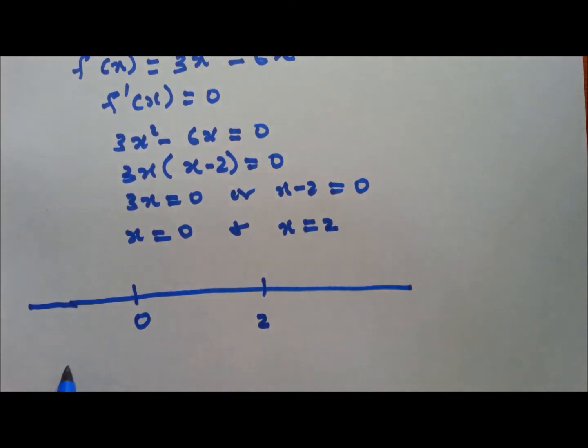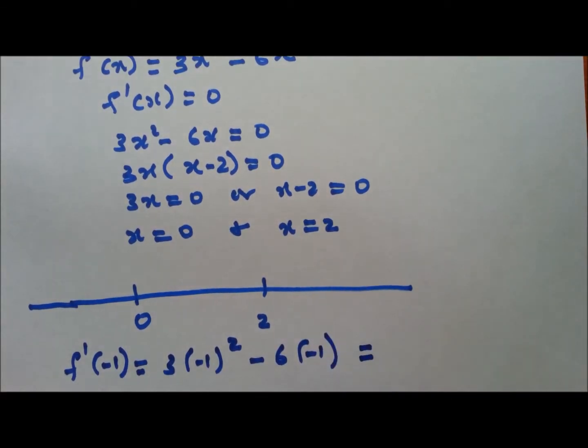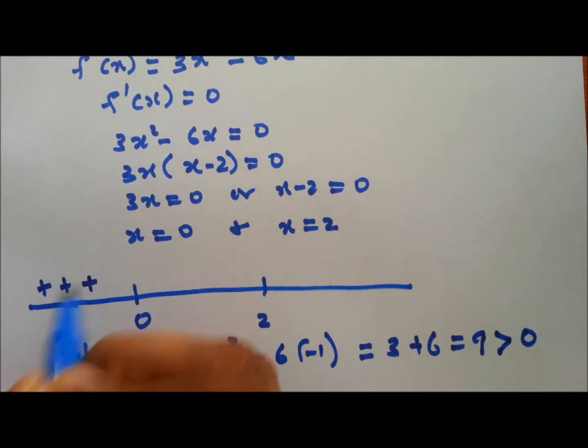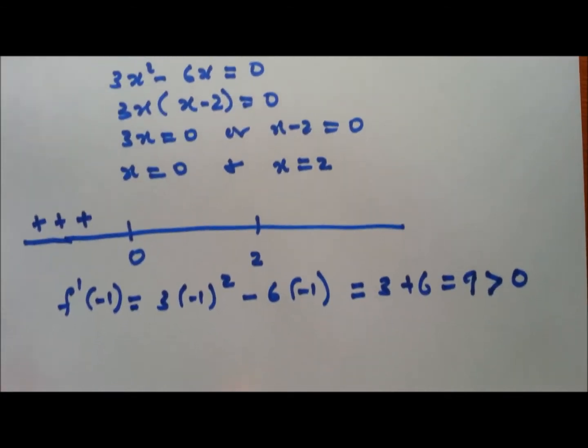A number less than 0, let's say negative 1. Let's find f prime of negative 1. That is equal to 3 times negative 1 squared minus 6 times negative 1. Negative 1 squared is 1, so 3 times 1 is 3, then minus 6 times minus 1 is plus 6, so that is 9. And 9 is greater than 0, which means this part has a positive gradient.